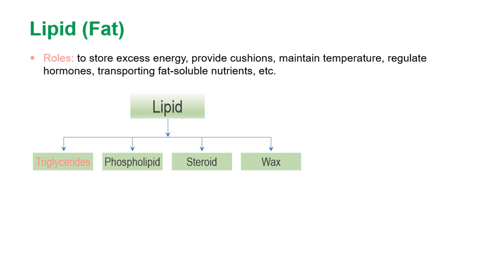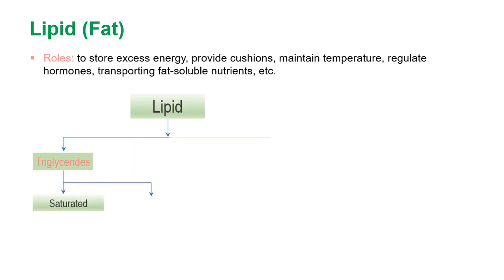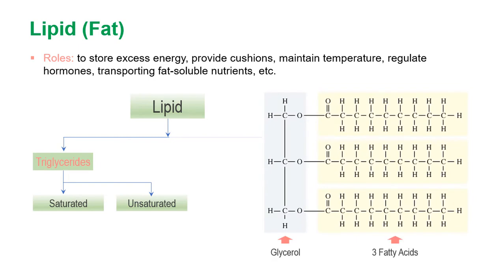However, the food we consume mostly contains triglycerides, so here we will discuss only them. Triglycerides are of 2 types, saturated and unsaturated. To understand the meaning of saturated and unsaturated, we need to know a little bit about the structure of triglycerides. A triglyceride is made up of glycerol and 3 fatty acids. A fatty acid in turn is made up of an acid group, a hydrocarbon chain, and a methyl group.